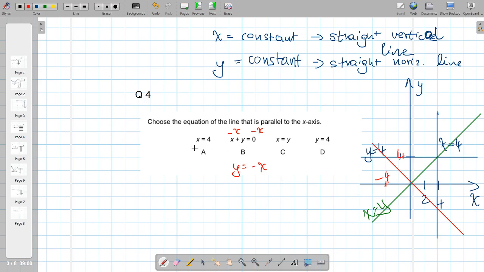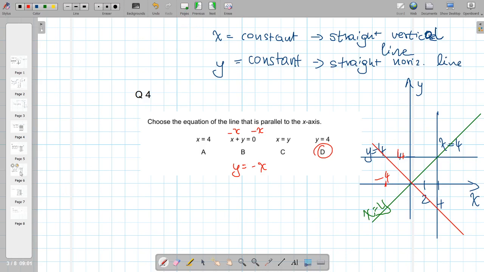Okay, so choose the equation of the line that is parallel to the x-axis. This is the x-axis. The line that is parallel to the x-axis is D. All right, so I explained to you the typical questions that you can see here. The next couple of questions, A, B, C, D, will look like this, and you just have to come back to this slide and see what it means when x equals constant, when y equals constant, and so on.